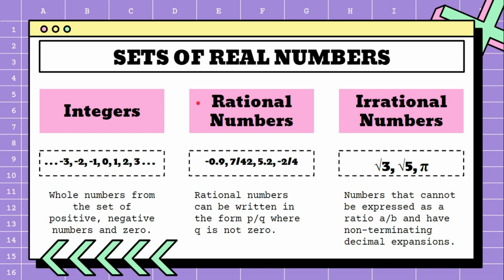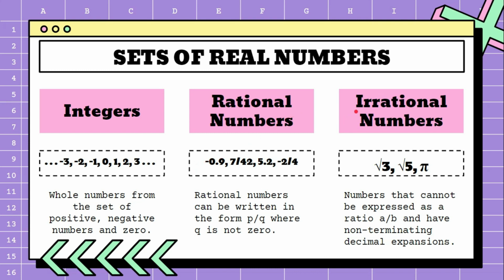Okay, moving on to rational numbers. These can be written in the form p over q, where q is not zero. So just like the example, we see that rational numbers can be written as positive or negative decimals, as well as positive or negative fractions.